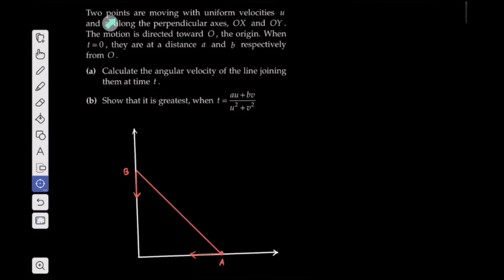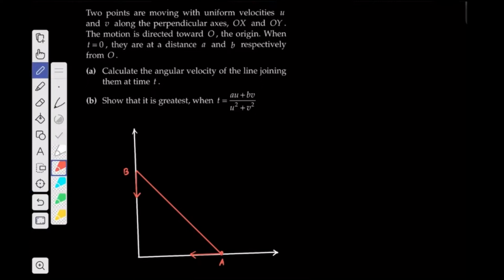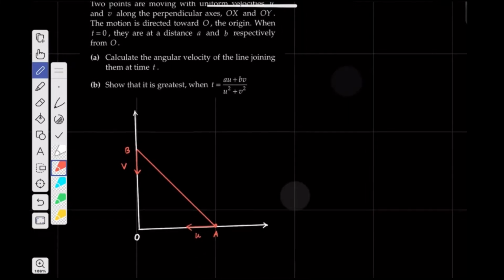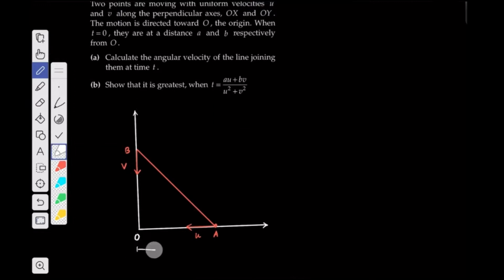What we have is two points moving with uniform velocities u and v along the perpendicular axes Ox and Oy, and the motion is directed towards the origin. Suppose point A is moving with u towards the origin O, and point B is moving with velocity v towards the origin O. At t equals 0, the separations from the origin are a and small b.